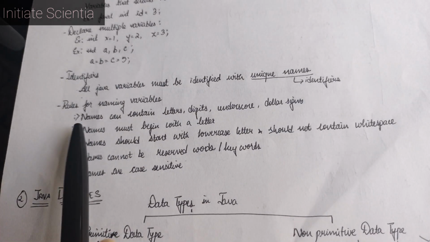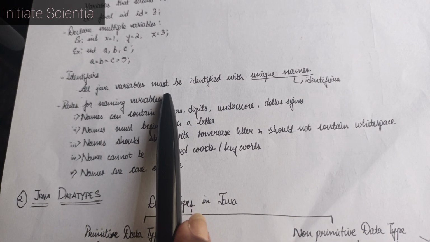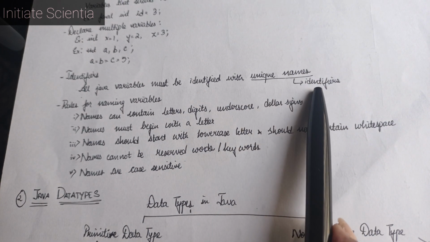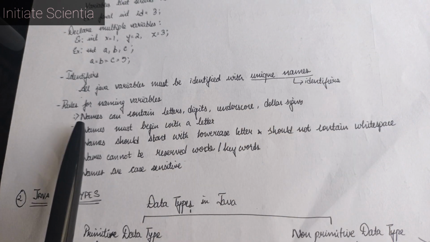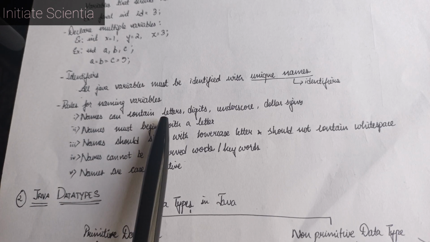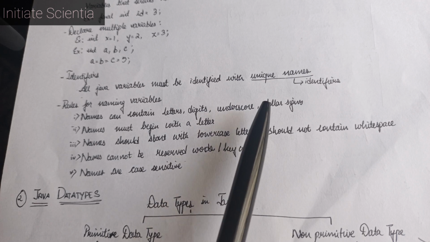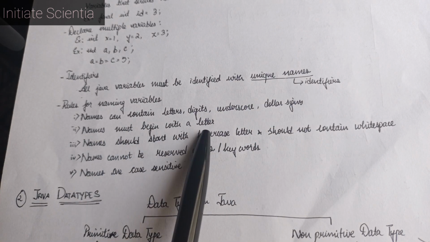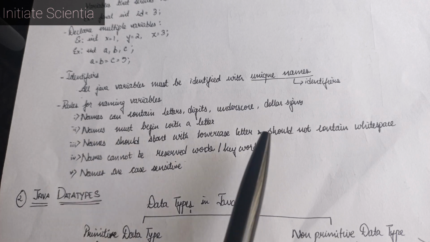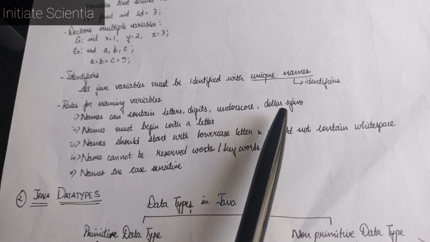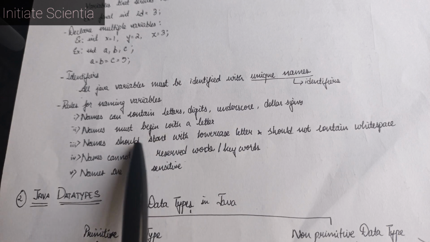Identifiers. Now, all Java variables must be identified with unique names. These unique names are called identifiers. The rules for naming variables are: names can contain letters, digits, underscore, or dollar signs. Names must begin with a letter. It should not start with a number or any other character like digits, underscore, or dollar sign. It cannot be started with those.